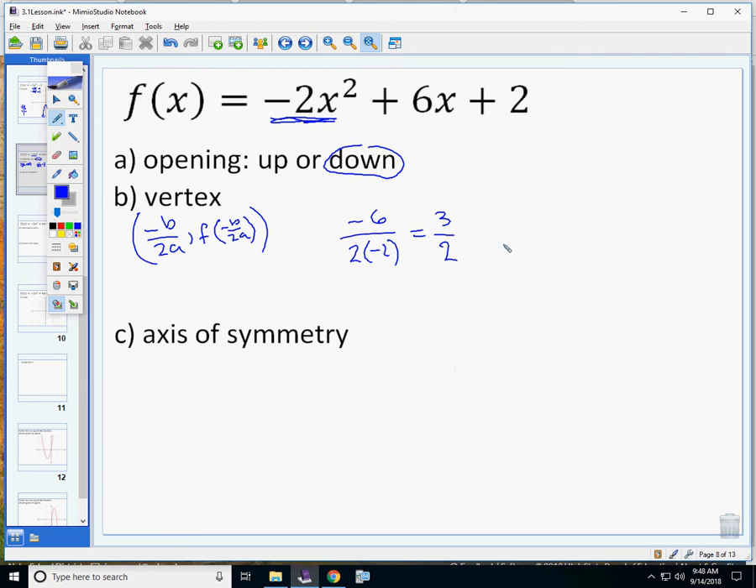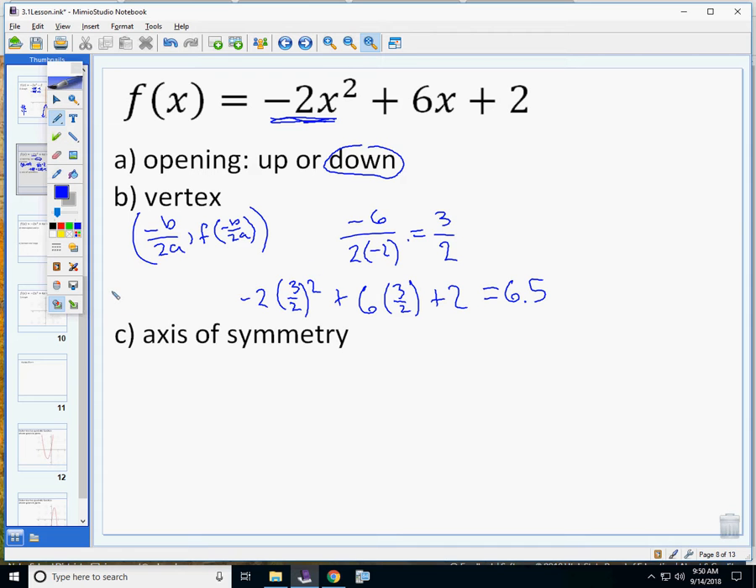And we've got negative 2 times 3 halves squared plus 6 times 3 halves plus 2. So now we need to multiply this together. Multiplying the negative 2 times 3 halves squared, you'd get negative 4.5. Then 6 times 3 halves gives you 9, plus 2, so 9 plus 2 is 11, minus 4.5, that would give you 6.5.